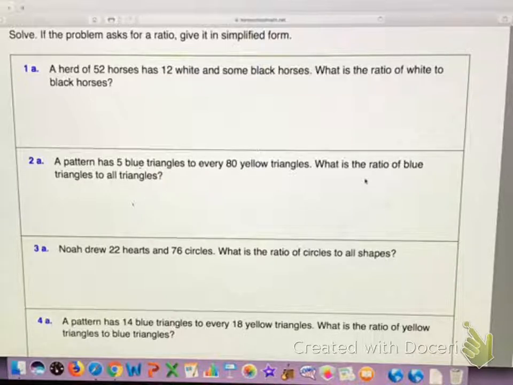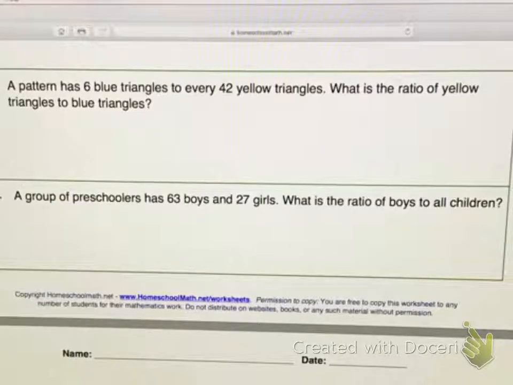When I give you guys a chapter test, if you don't simplify your fractions, half credit if you got it right at all. Now, in your notebooks, I want you guys to do this problem. A group of preschoolers has 63 boys and 27 girls. What is the ratio of boys to all children? Boys to all children. So I want you guys to do this in your book first.